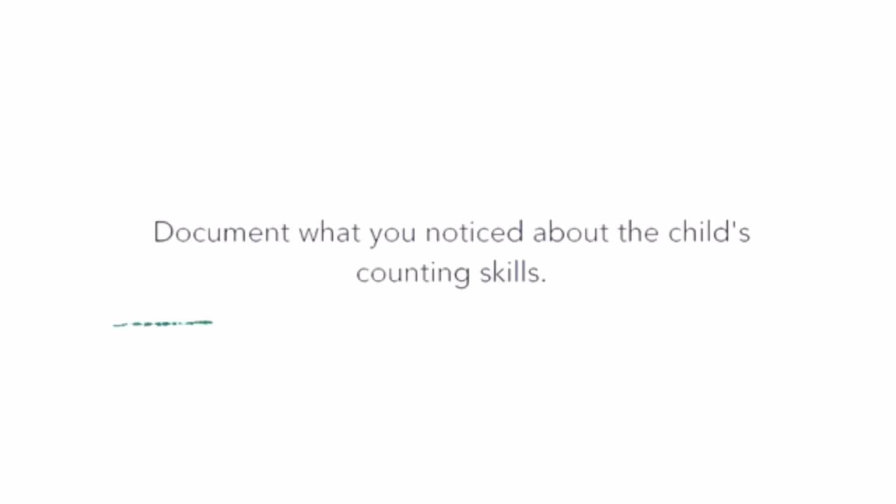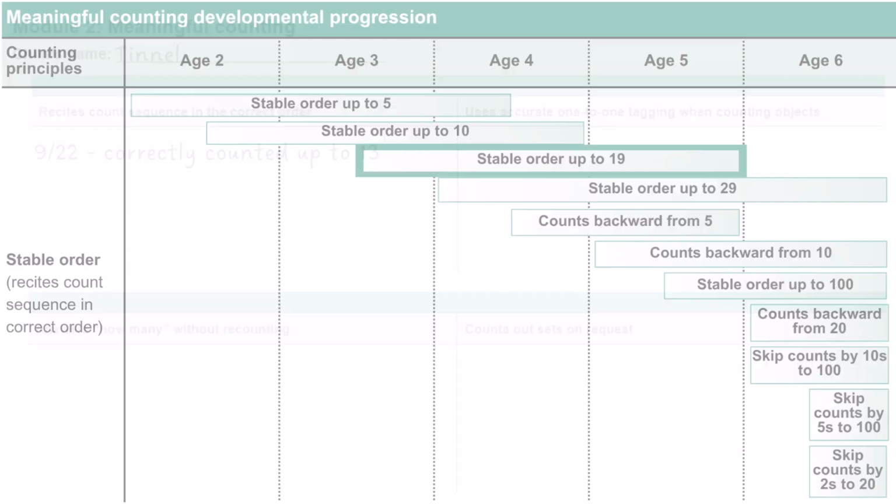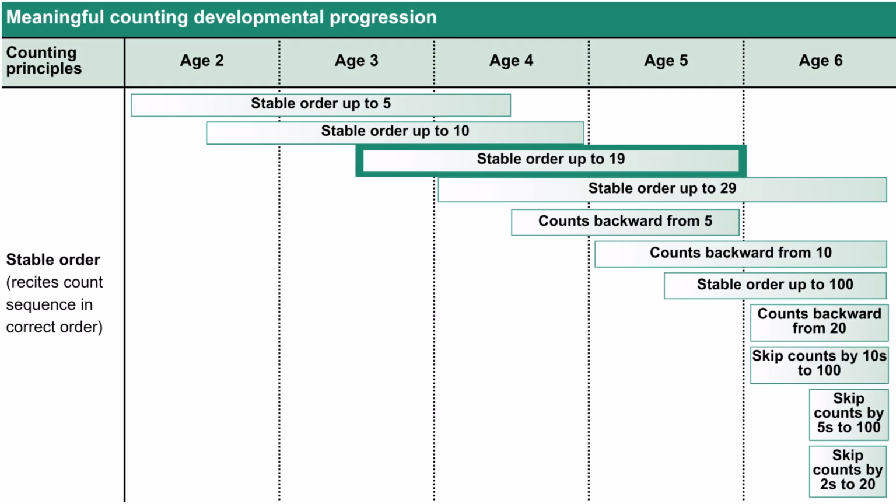What did you notice about Tanel's counting? How would you describe his application of the how to count principles? Pause this video and take a minute to summarize your observation in the space provided in the Teacher Learning Journal. Tanel can correctly recite the count sequence up to 13 and probably higher if given the opportunity. Therefore, his stable order knowledge falls within the third band of the developmental progression based on what we observed and is within range of other 4-year-old children.